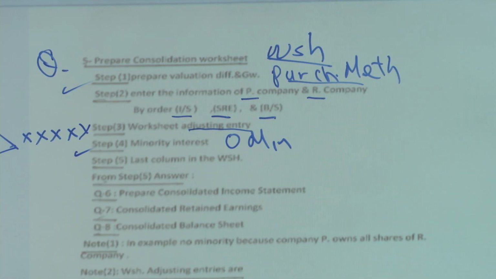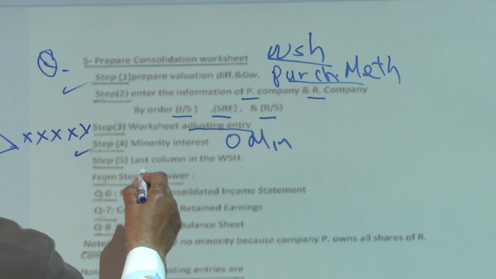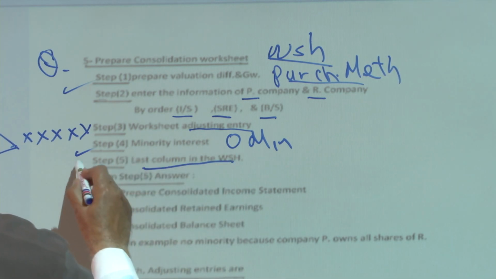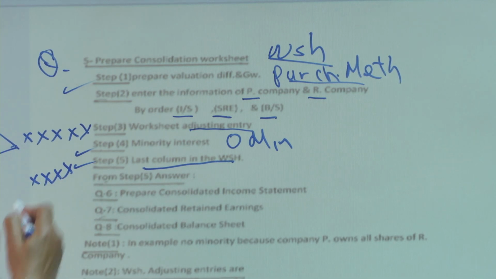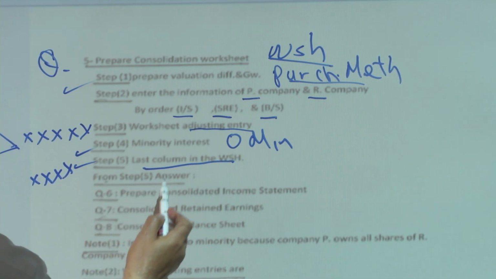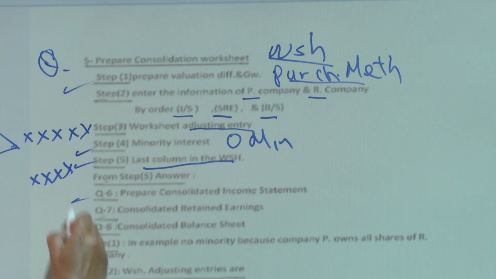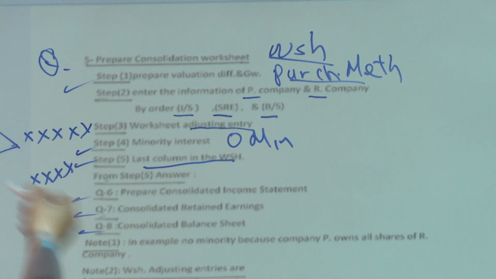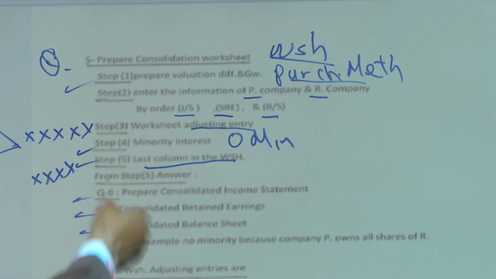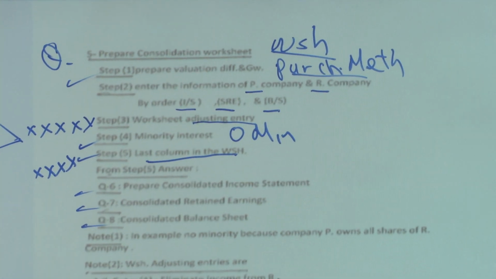After this, you come to the last step, the last column in the worksheet, step 5. This one is very, very important again. From step 5, you need to answer question 6, question 7, question 8. See? Very important. If you know how to prepare the worksheet, I'm sure you can answer this. Okay, let's go one by one.